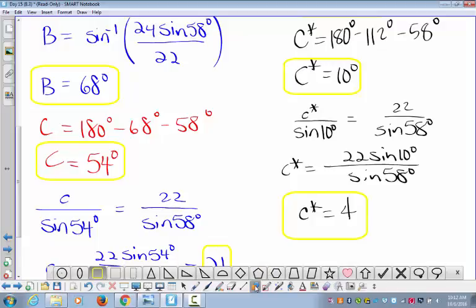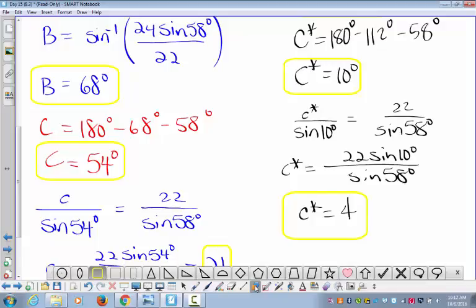Can you do that on the test? Yes. You can. Practice it a few times, and you can definitely do it on the test. Okay.